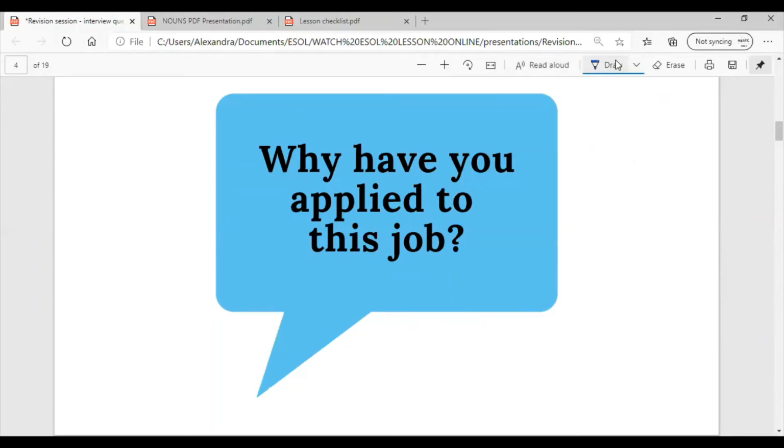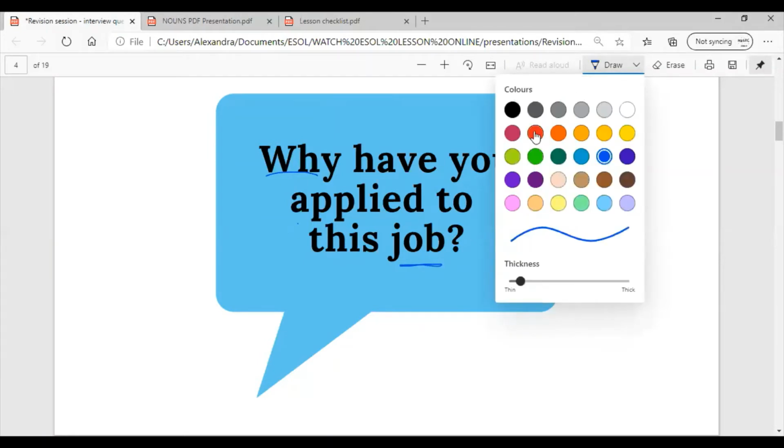So it's quite simple, and it's also very generic, so it could come up in many job interviews. Why have you applied to this job? So first we're going to look for our nouns. Job and why would be our nouns in this question.